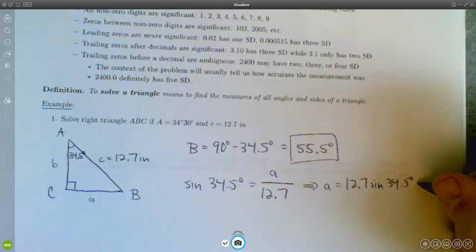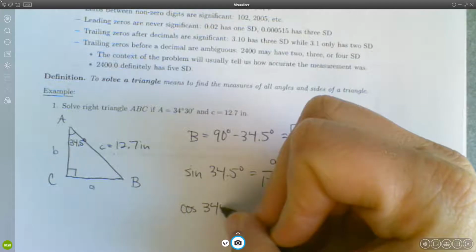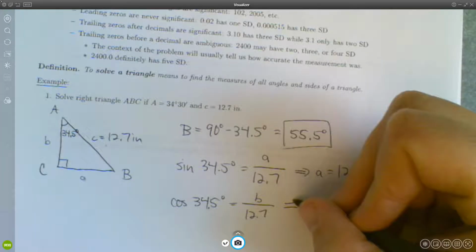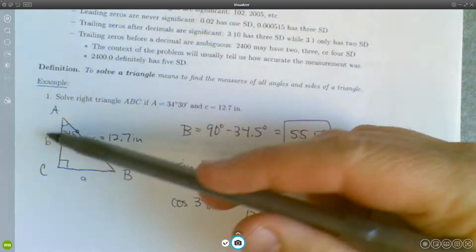For side B, we could do cosine of 34.5 degrees. That equals adjacent over hypotenuse. So that's B over 12.7. So that B is 12.7 times cosine of 34.5 degrees. Now, you could have used angle B. You could have said sine of angle B is B over 12.7. That would also work. So you would get the same answer if you did that. You're welcome to try that out on your own if you like.